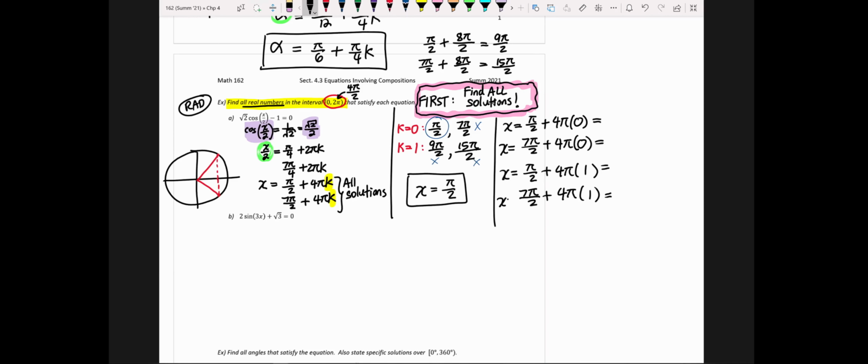We have all solutions. Now we plug in k values to get specified solutions. So when we plug in k equals 0 and k equals 1, the solutions we got were pi over 2, 7 pi over 2, 9 pi over 2, and 15 pi over 2. However, only pi over 2 was a solution in the specified interval. So the other 3 we threw out.